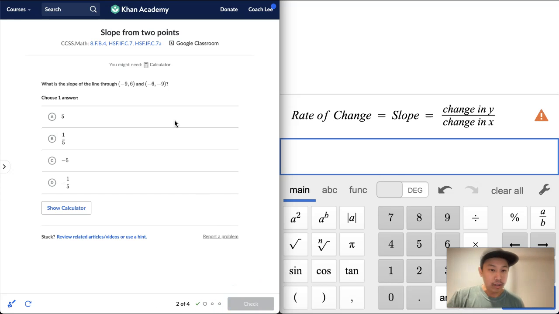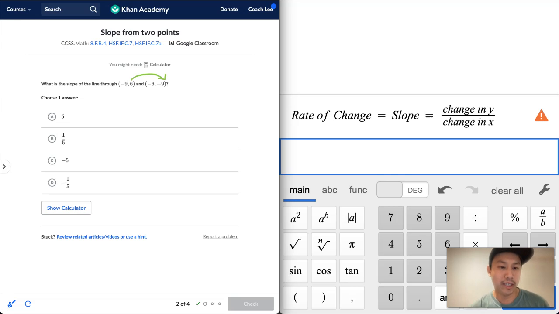Okay. This next one, same thing. If you want to, you can draw your table. I'm going to choose not to draw the table to show you how you can also visualize it just from this list of points. But it's the same thing. Change in y over change in x. Okay. So let me go to my y values first. My first y value is a 6. Second y value is a negative 9.